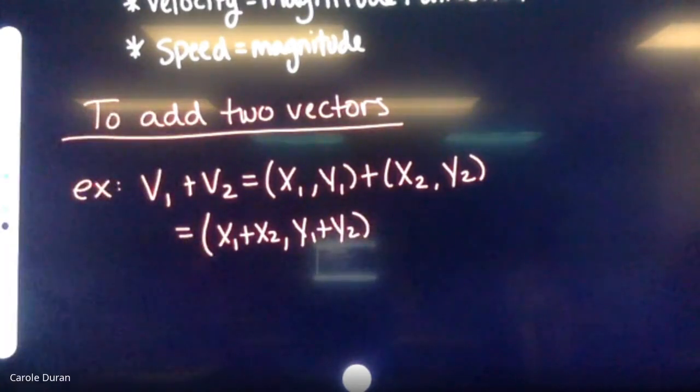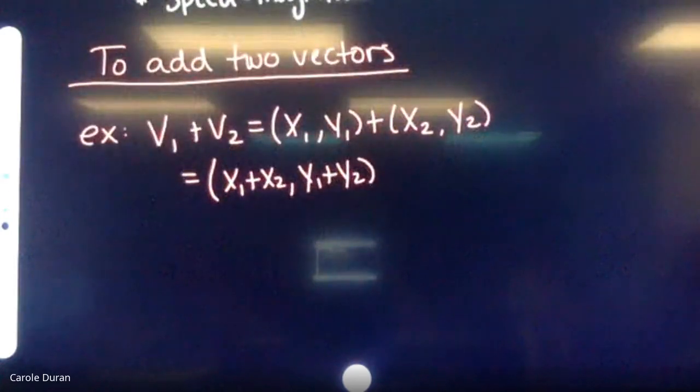We're going to do an example with actual numbers. Sorry. Oh, wait, never mind.